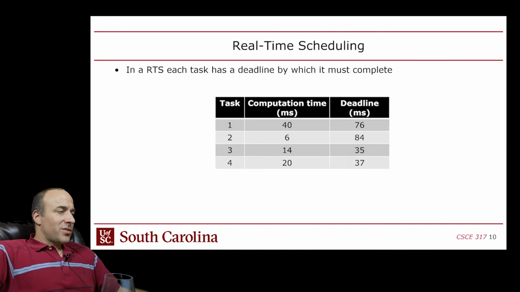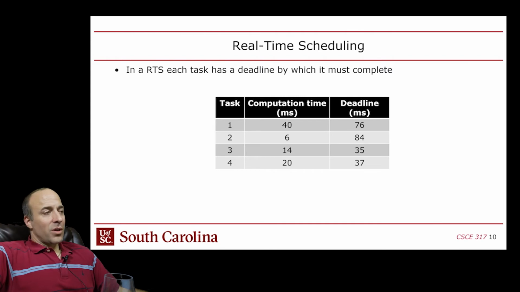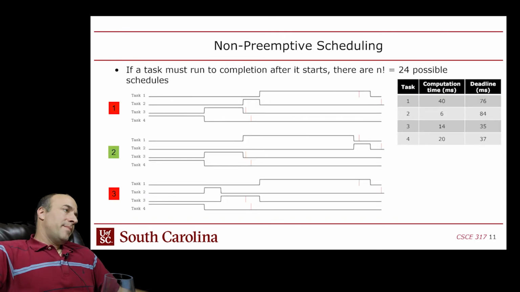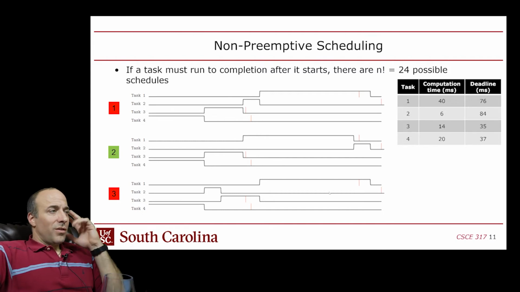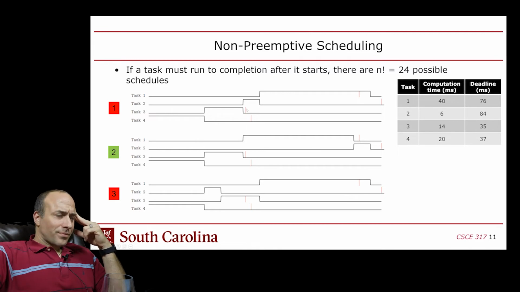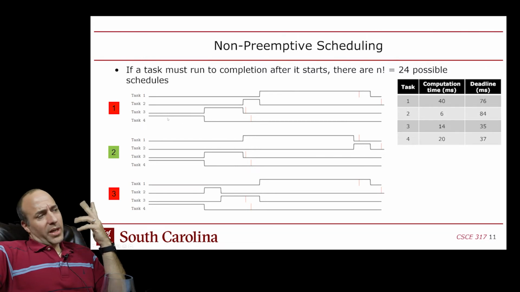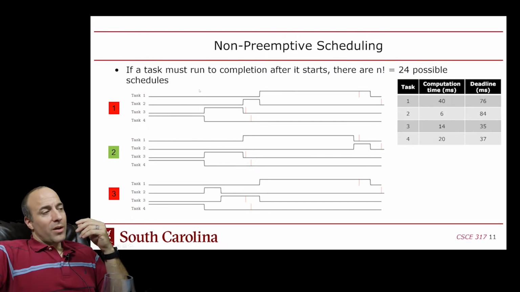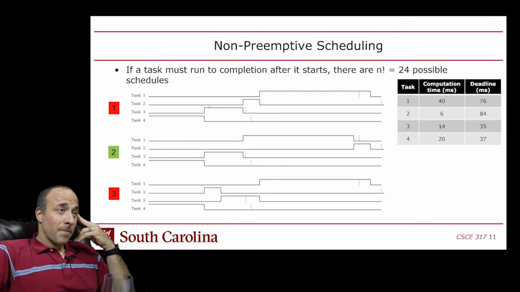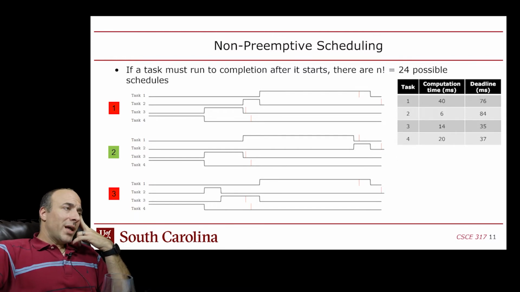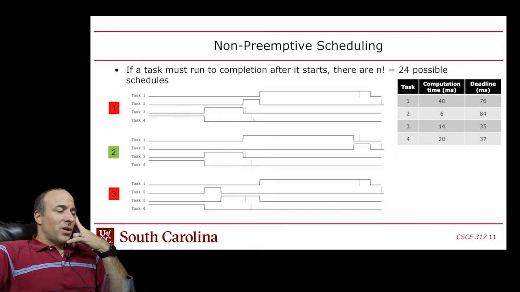So in this simple case, there are 4 tasks, so there are 4 factorial different orderings for running these to completion. And so I went ahead and did that, and show all 24. You've got these timing diagrams where if the task is running, it's shown as 1. If it's not running, it's 0. Of course, at any moment in time, only one task is running at most. And the red lines denote the deadline for each one of these tasks.